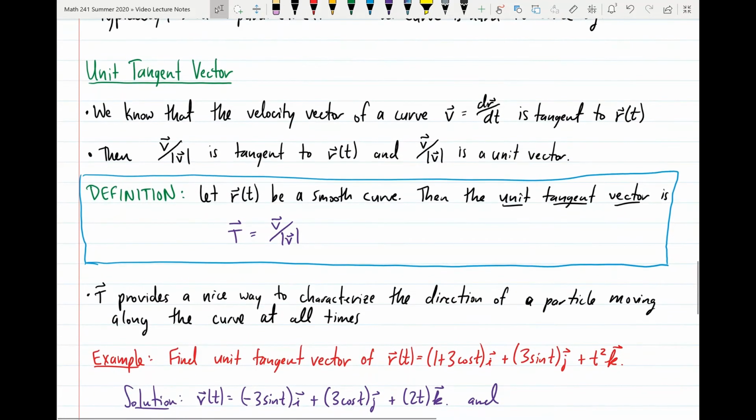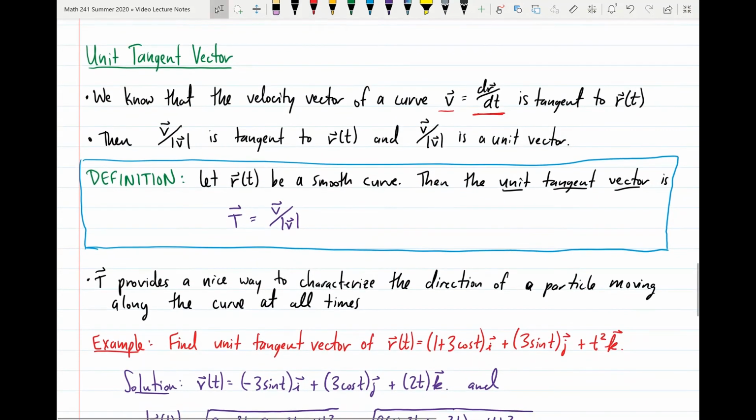So we've already said before that the velocity vector for some curve is denoted v, and it's the derivative of our curve with respect to t. And we know that it's tangent to the curve at different points t. But the velocity vector has a magnitude as well as a direction. And sometimes we care about the direction and not the magnitude. To get rid of the magnitude and replace it with a vector that is tangent to the curve, but also a unit vector, we're going to divide by the magnitude of the velocity vector.